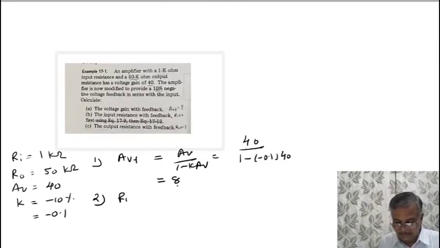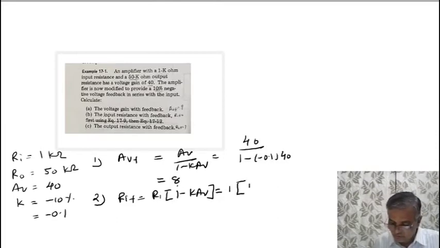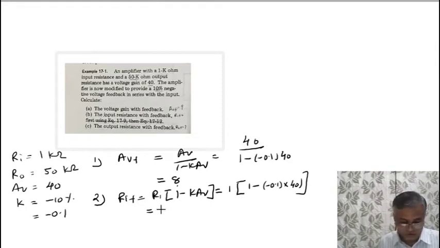Second, RIF. What is RIF? RI into 1 minus KV. So I can write this as 1 into 1 plus, since K is minus, minus 0.1 multiplied by the gain, which is 40. If you do this calculation, with 1 kilo ohm, I get the answer nearly about 5 kilo ohm.